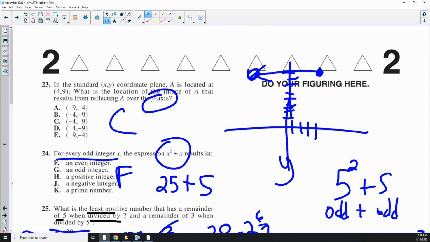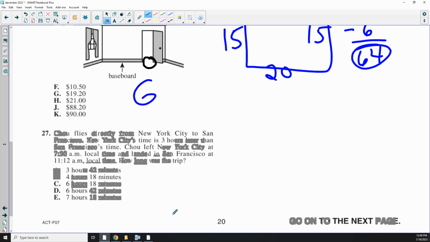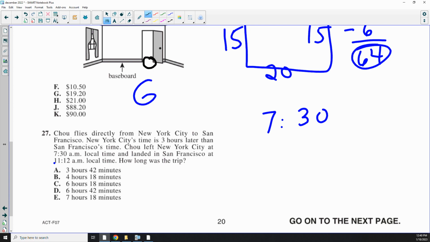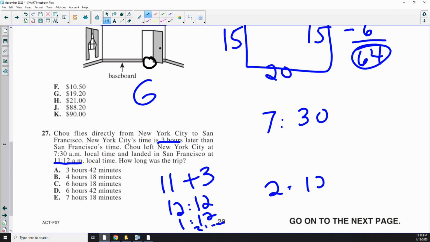Oh, I think I skipped one. This one's a little funny. Time. I left New York at 7:30, San Francisco at 11:12, but San Francisco is 3 hours behind. So 11:12 in San Francisco, I'm going to take the 11 and add 3 to it. I just do this by hand. 12:12 would be 1 hour. 1:12, 2 hours. 2:12 is 3 hours.